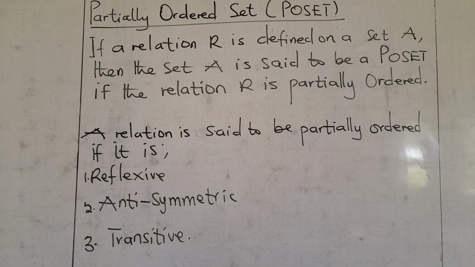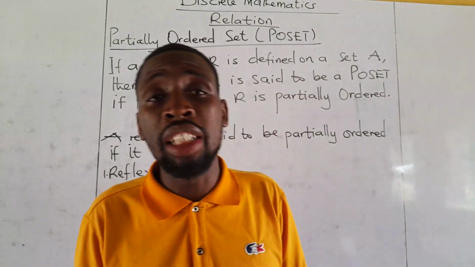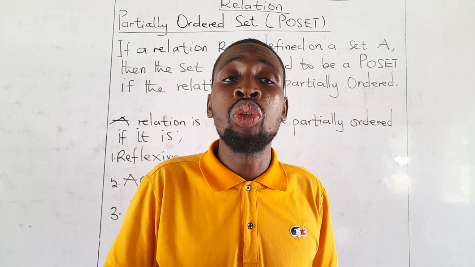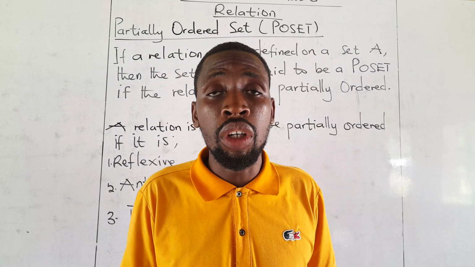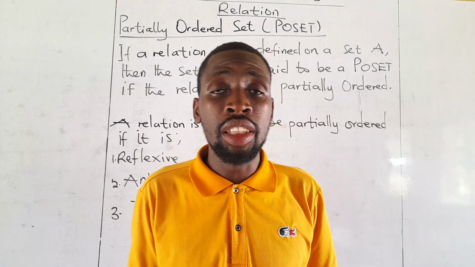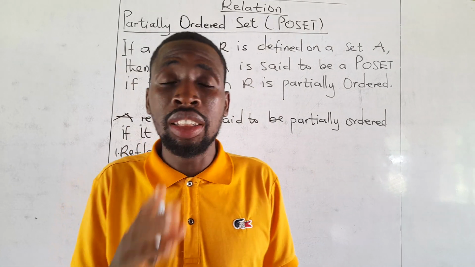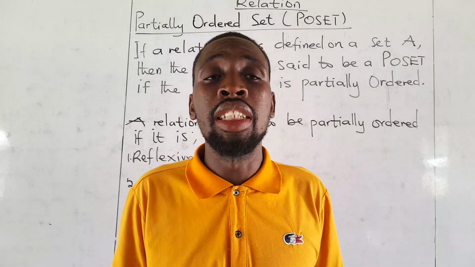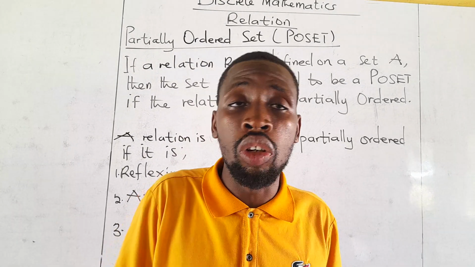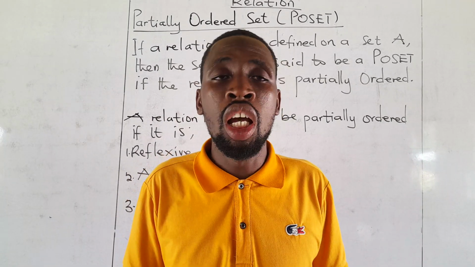So this simply means that when any set is given to you to determine whether it is a partially ordered set, or POSET, find out the relation defined on that set. Find out whether that relation is partially ordered, that is, reflexive, antisymmetric, and transitive. If the relation satisfies these three conditions, then it is partially ordered, and we can say that the set on which the relation is defined is a partially ordered set, or POSET for short. I hope you get that.